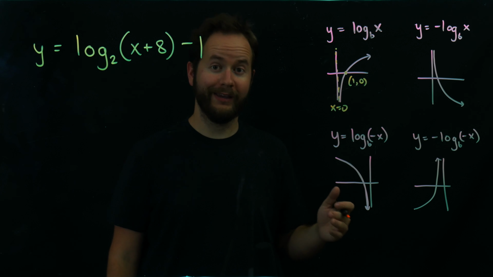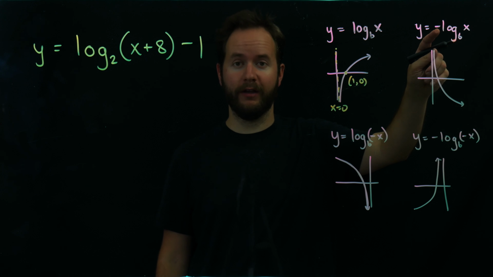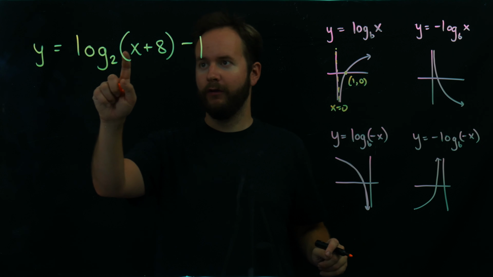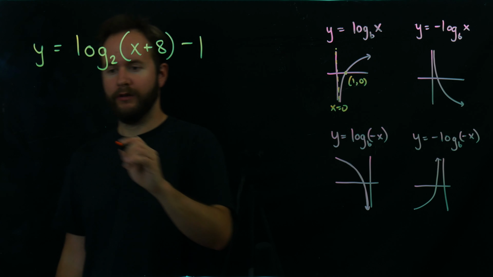There's obviously all sorts of wacky reflections that we can get by placing a negative on the outside or by putting a negative on the inside with the x, but that's not going to happen here. We don't have a negative here, nor do we have one here, so we're actually pretty good to start.